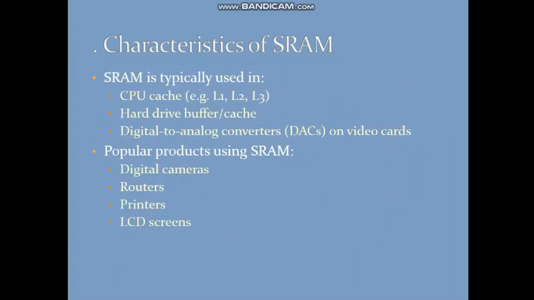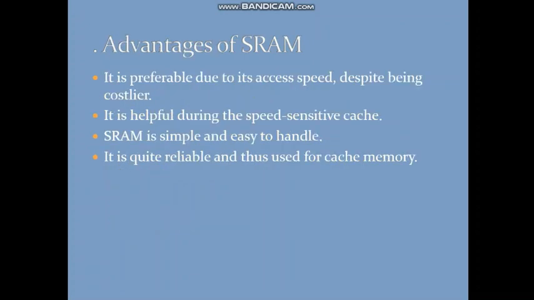SRAM is typically used in CPU cache, hard drive buffer, digital to analog converter. SRAM is used in the following products: digital cameras, routers, printers, LCD screens. Advantages of SRAM. It is preferable due to its access speed despite being costlier. It is helpful for speed sensitive cache. SRAM is simple and easy to handle. It is quite reliable and thus used for cache memory.